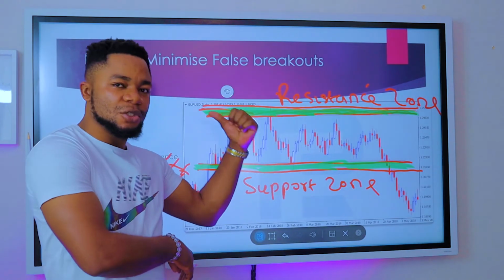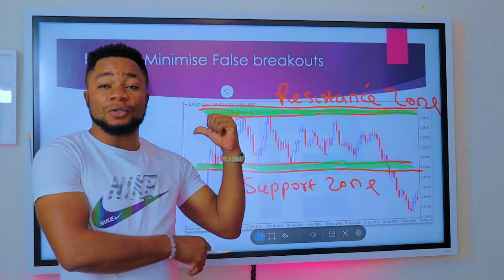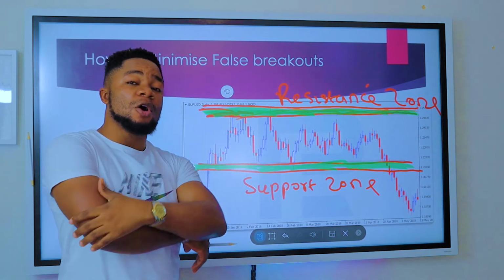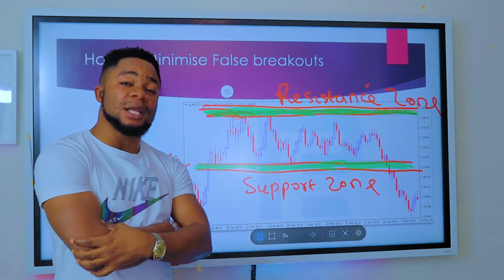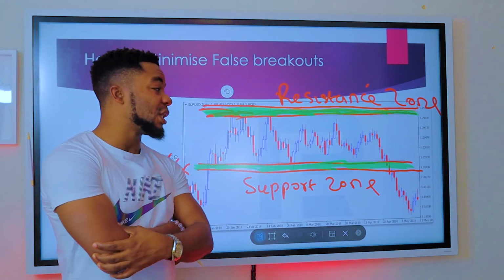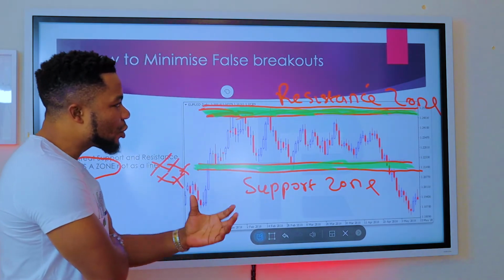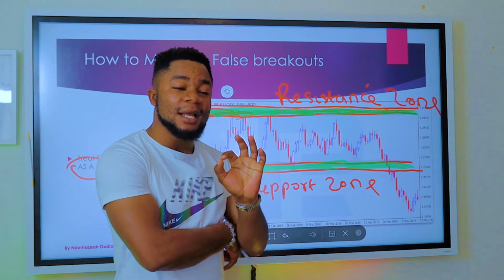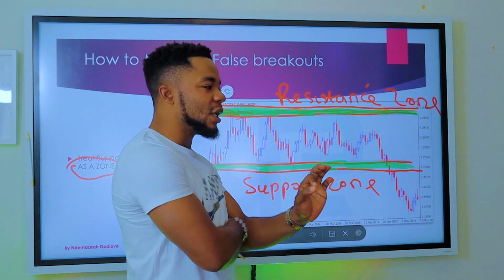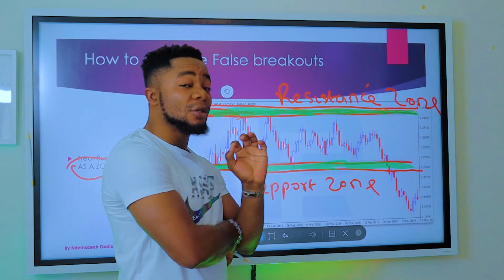This is the same chart I was using to explain the fake breakouts, or the false breakouts, where we saw about three stop loss hunting, or about three false breakouts. That was when we were considering the resistance as a line, not as a zone.